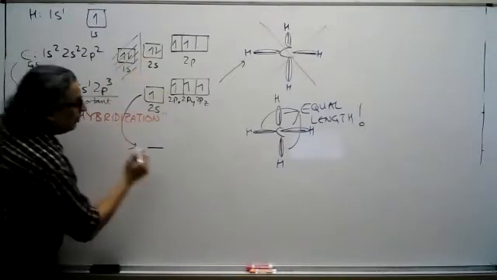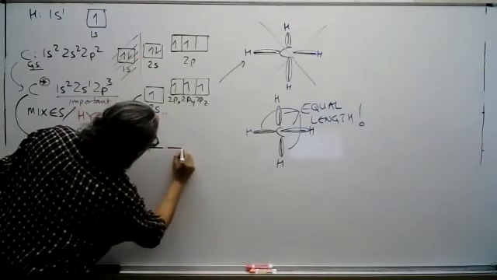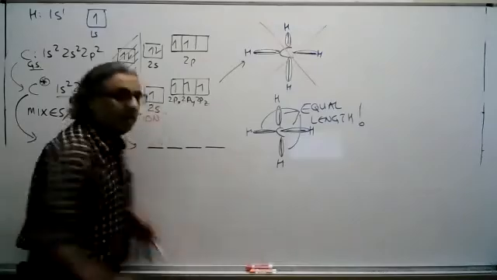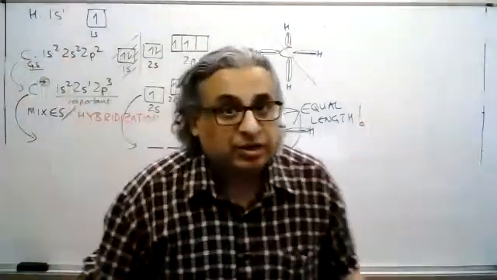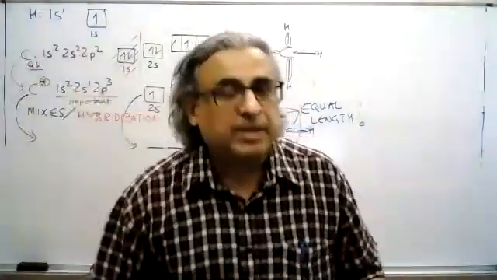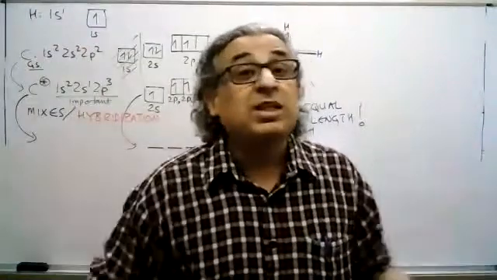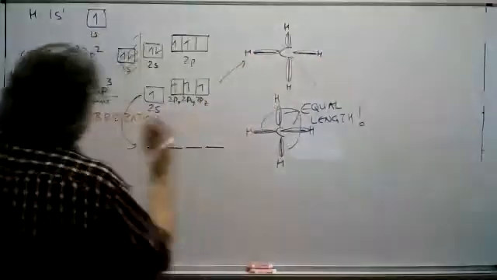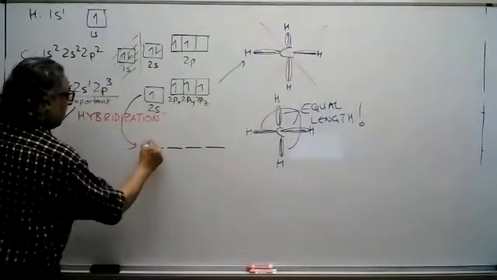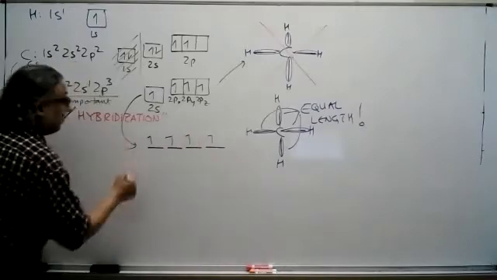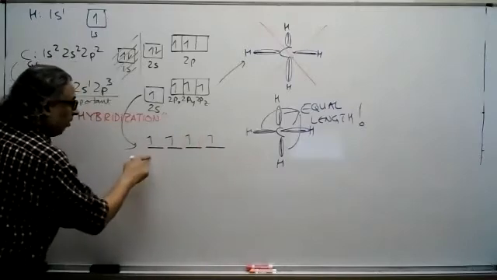So I'm going to try to draw the 4 mixed orbitals at the same level. That means they have identical shape, identical other properties, identical energy. Everything is identical. And this process is called hybridization. After hybridization, each orbital is a hybrid orbital.